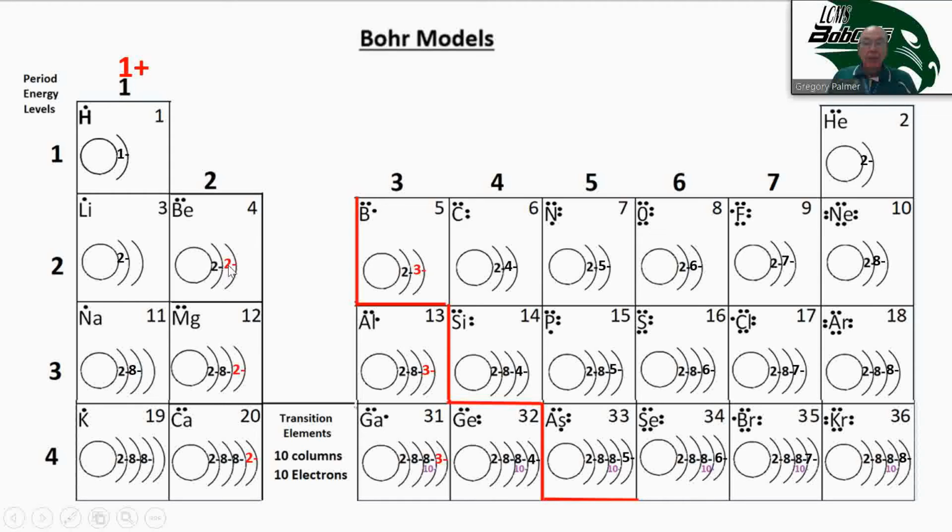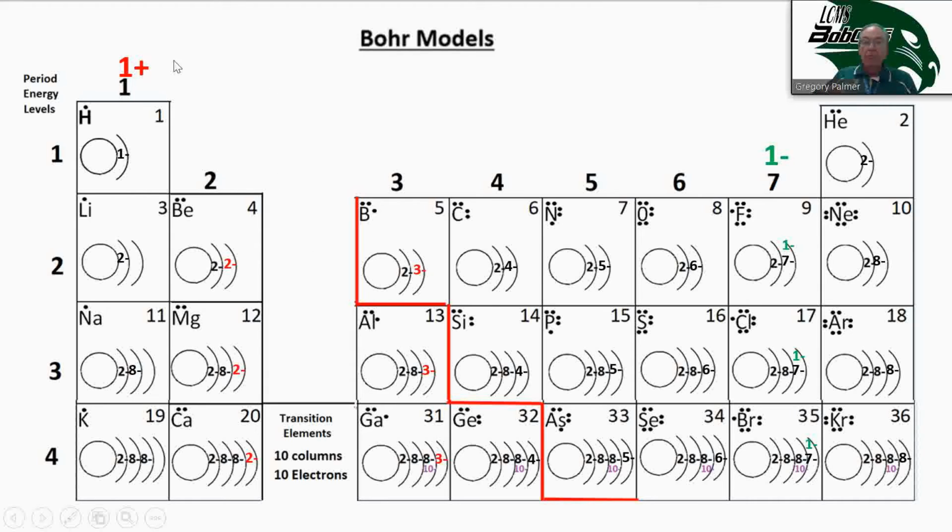These elements, in order to get full outer energy levels, so beryllium is going to end up with a full outer energy level and be like helium, just like lithium has a full outer energy level of 2 and it's like helium. Sodium has a full outer energy level of 8 when its electron got lost and it's like neon. Okay, these elements will lose those 2 valence electrons.